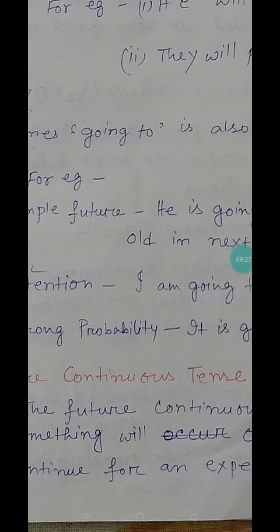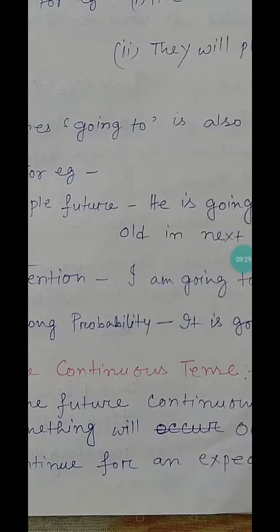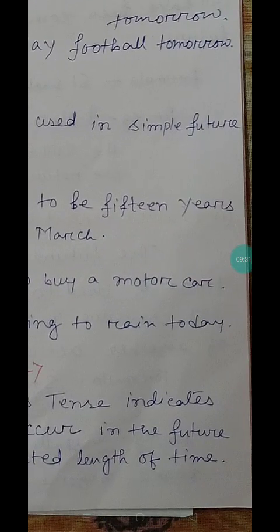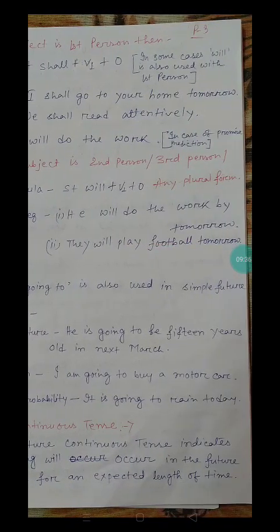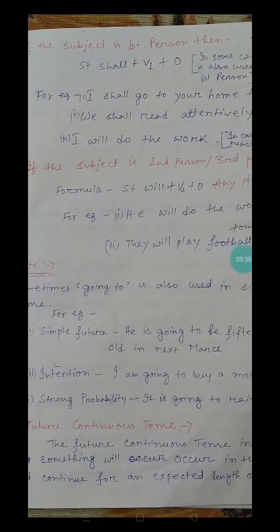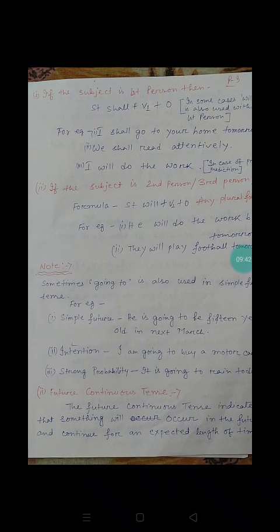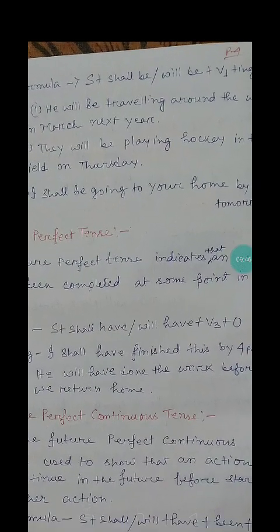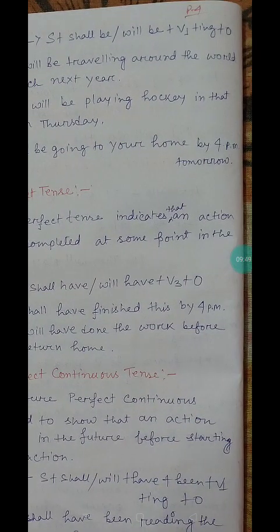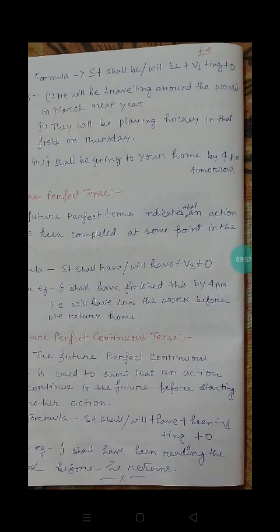Now future continuous tense. Future continuous tense indicates that something will occur in the future and continue for an expected length of time. That means something will occur in the future and it will go on for an expected length of time. Now formula, subject plus shall be or will be plus verb 1 plus ing plus object. Now you can see my examples, students.